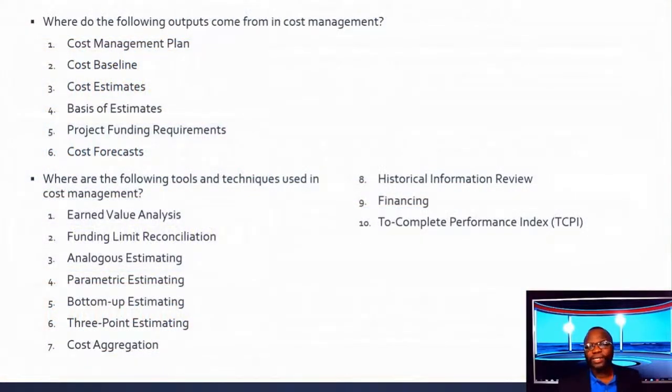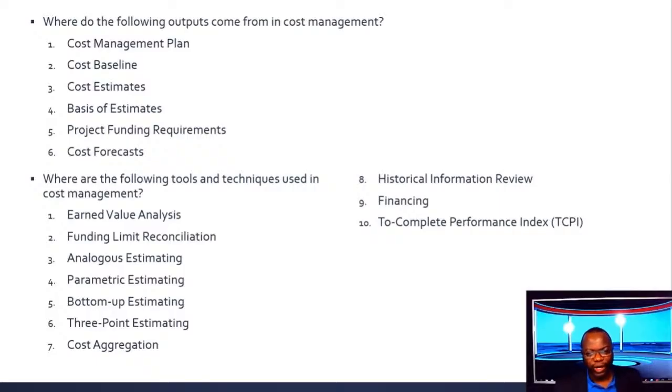So these are base questions. I expect you to know the answers to these. Can I rely on you to know the answers to these? Because I really don't want to go through the whole kitchen sink. Where do these come from? Cost management plan, cost baseline, cost estimates, BOEs, project funding requirements, and cost forecasts. I'm hoping you know this. I'm hoping this is not an issue for you, all right?